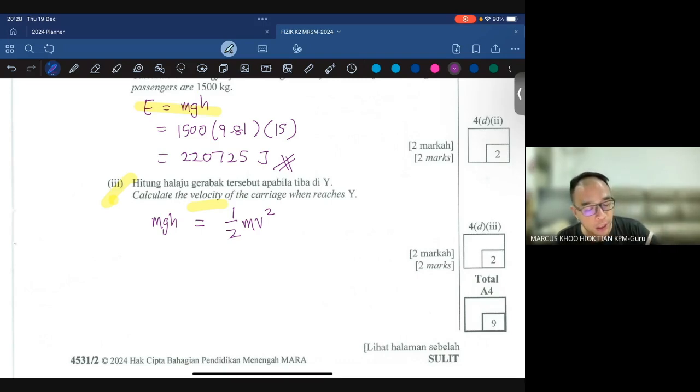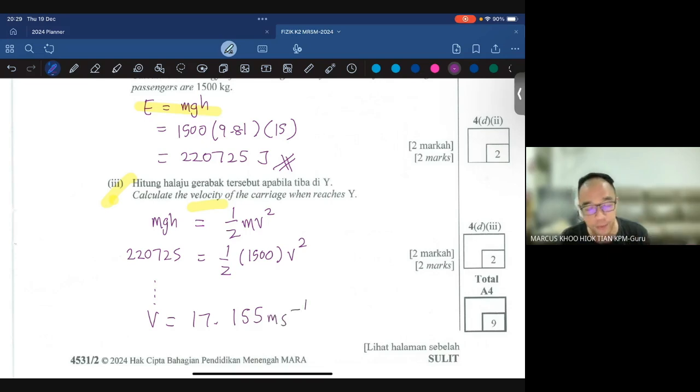So you have to know kinetic energy yang di sebelah kanan and gravitational potential energy di sebelah kiri. Gravitational potential energy is 220,725, ini kita sudah kira, equals to half, the mass is 1,500, V squared. Now when you do this calculation, don't forget to square root. Saya tinggalkan beberapa ruang, nanti kamu jawab sendiri. V equals 17.155 meters per second. We're sticking to 3 decimal places as is our usual practice. Don't forget the unit.